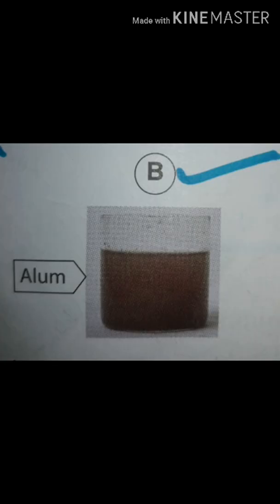Stir the contents. Now, can you tell me, in which beaker do the soil particles settle at the bottom quickly? The answer is beaker B. You know why? It is because of alum. Alum will attach to the soil particles suspended in the water. This makes the soil particles heavy and they settle quickly at the bottom.